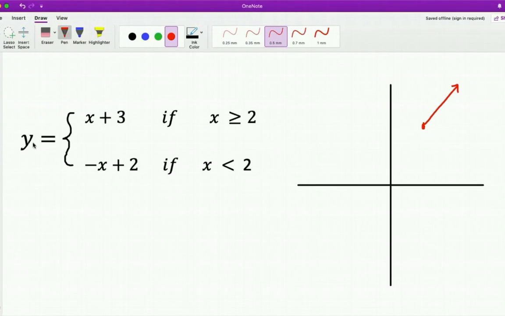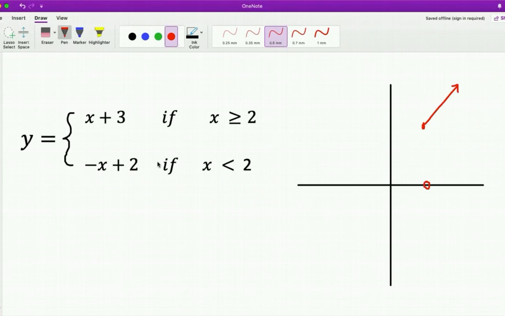And for the second piece, I have y equals negative x plus 2, given that x is less than 2. So I should start at x equals 2. I need to plug x equals 2 into this function: negative 2 plus 2 gives me 0. So when x equals 2, y equals 0, at this location. But I'm not going to draw the point here, I'm going to draw a circle here. The reason why I draw the circle is that when x equals 2, y is not equal to 0, but instead it equals 5. So the circle means that when x equals 2, it's not equal to 0.